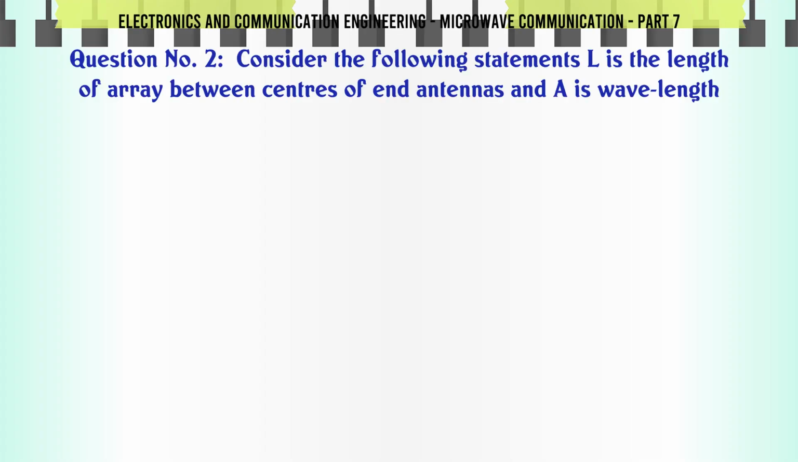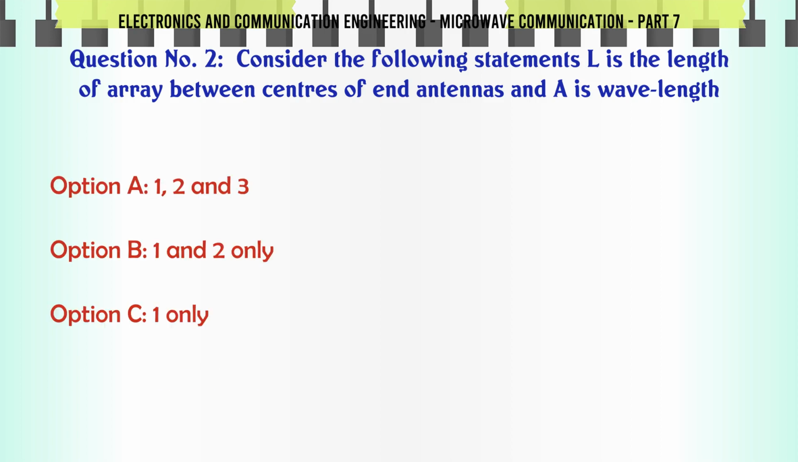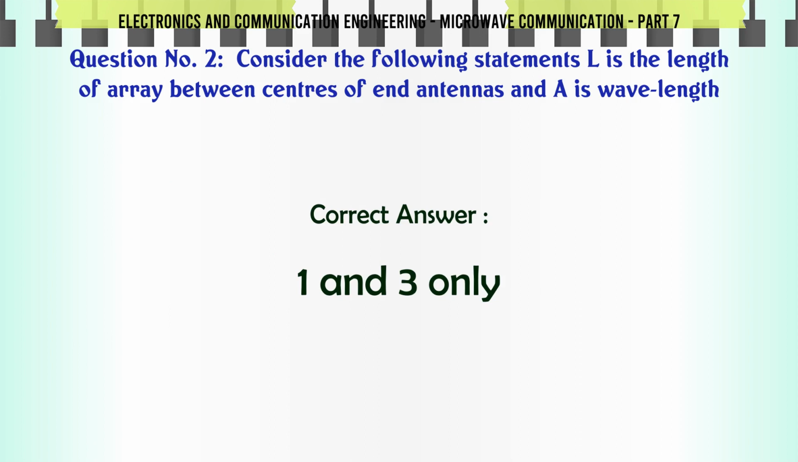Consider the following statements. L is the length of array between centers of end antennas and λ is wavelength. A. 1, 2 and 3. B. 1 and 2 only. C. 1 only. D. 1 and 3 only. The correct answer is 1 and 3 only.